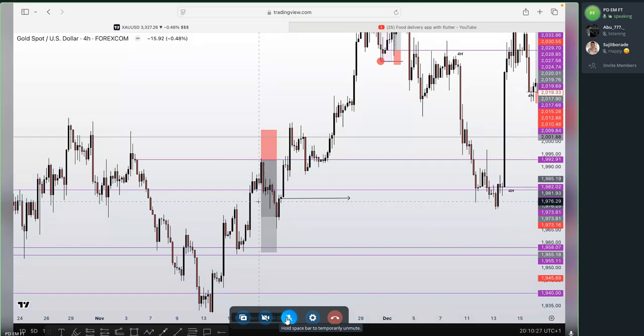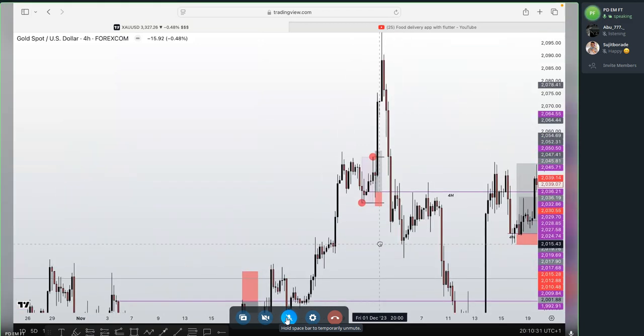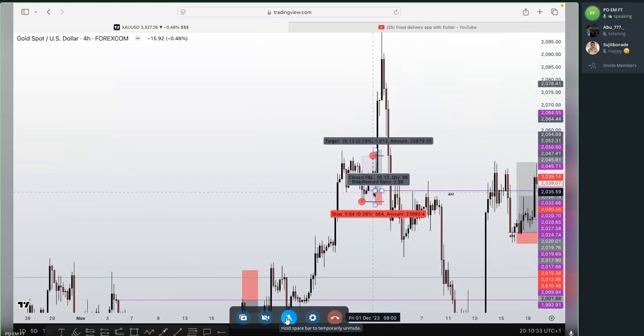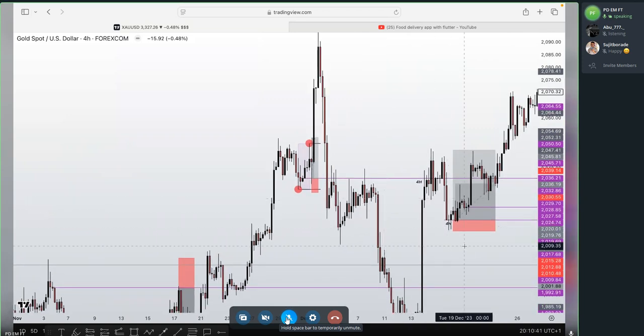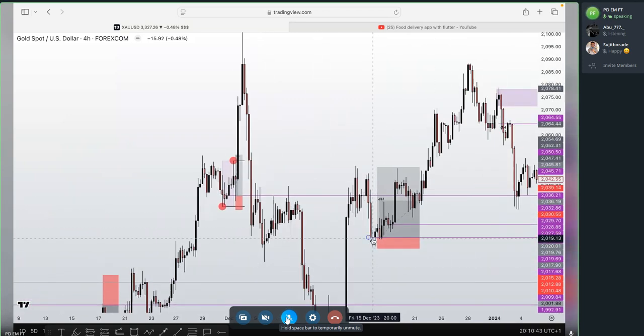Like if you keep moving, this one too, it has to be maybe a 15-minute example or something like that. And look at this example also. This is the doji. You can see it. This is the execution.